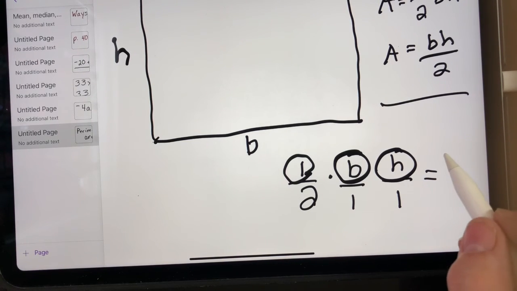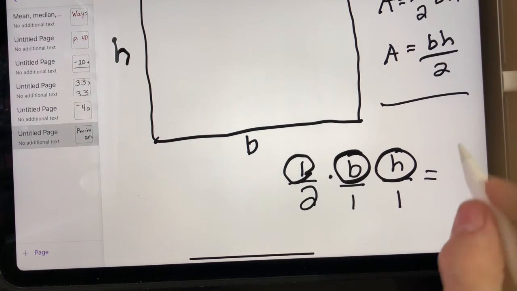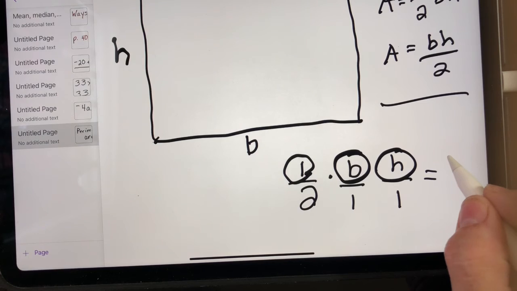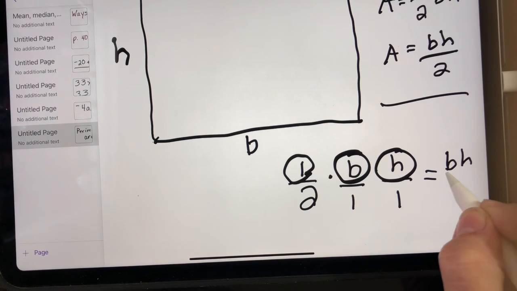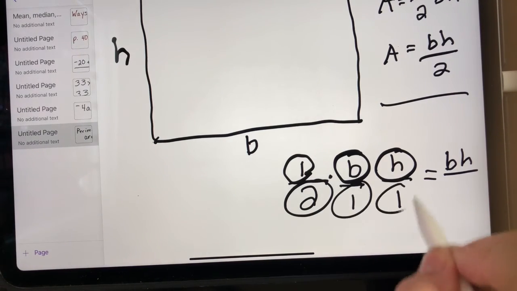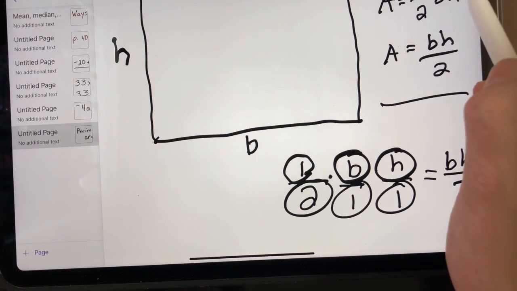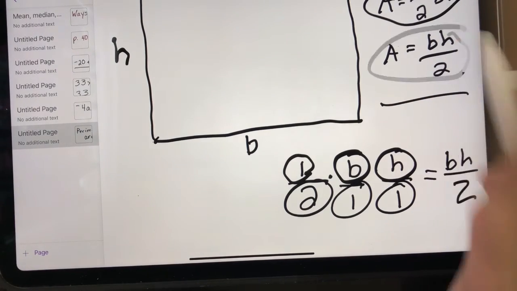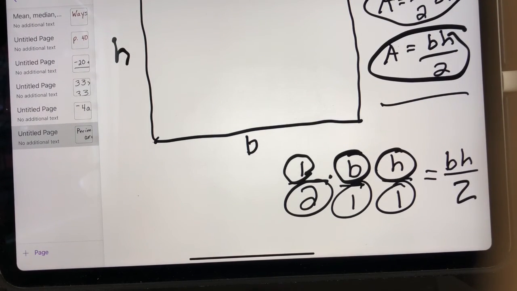Brian's going to do it. It'll give you base times height on the top, and what will it give me on the bottom? 2. I multiply those, and I get 2. So you see, this is exactly the same as this. You may use one of those formulas if you like one better. You may use the other formula, or if sometimes you like one and sometimes you like the other, that's fine too. I will accept any of those ways of doing the problems.